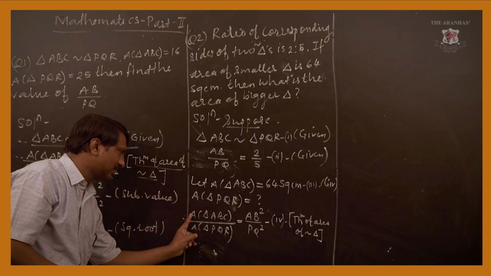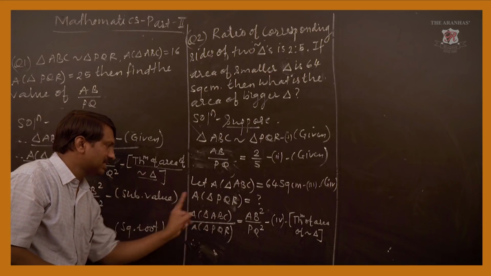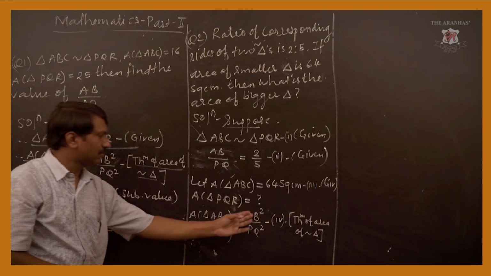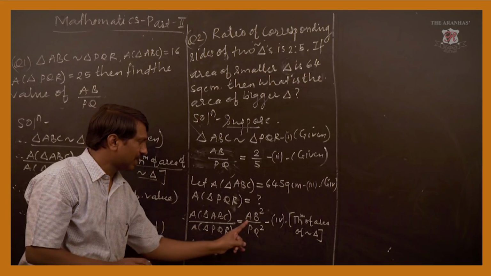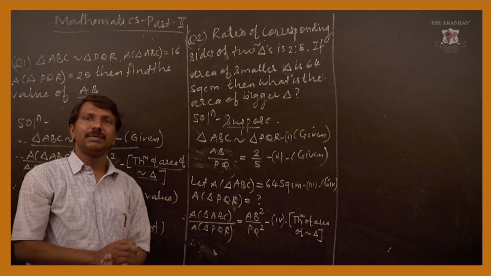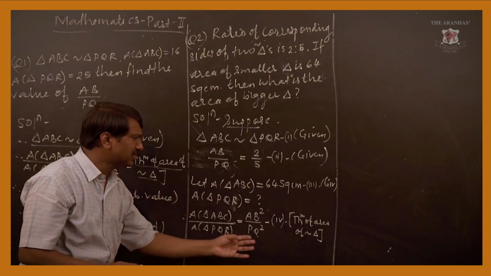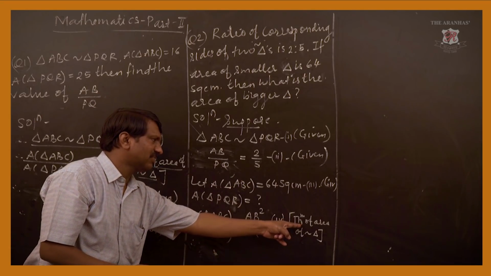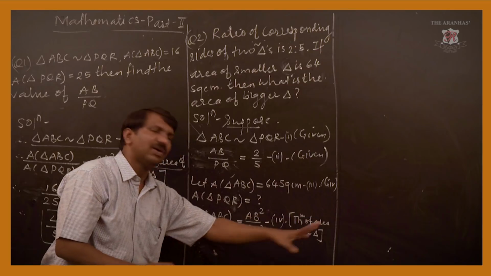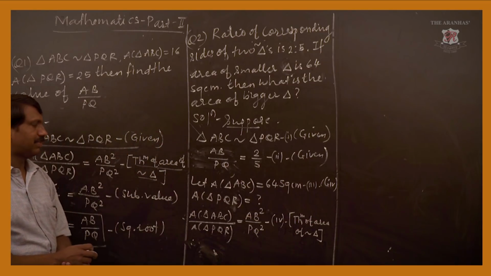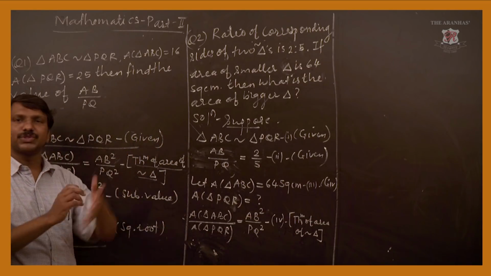Then later we started to compare the area of triangle ABC upon area of triangle PQR, which equals the side square. So that was AB square upon PQ square. Here the reason was written: because of the theorem of area of similar triangles, that concept was applied. And now it's time to substitute the values.